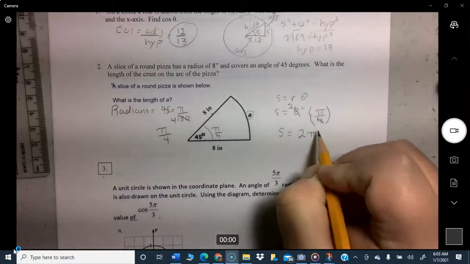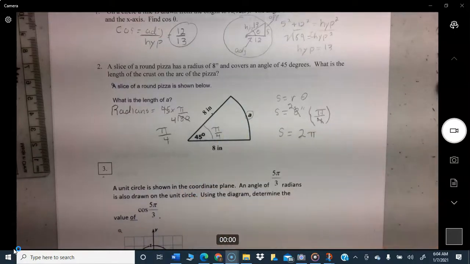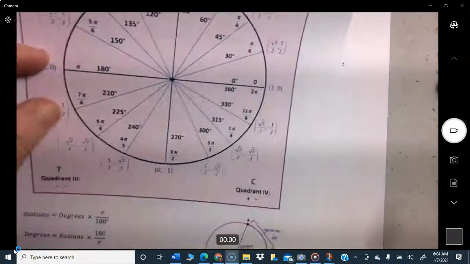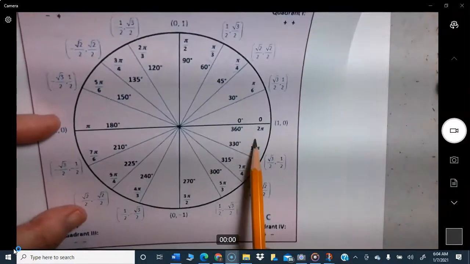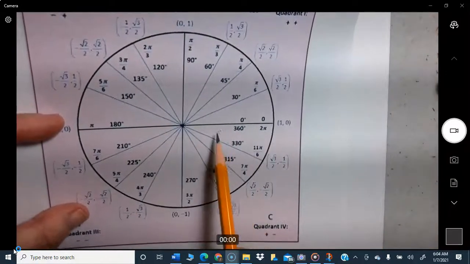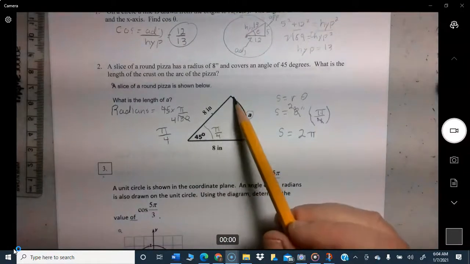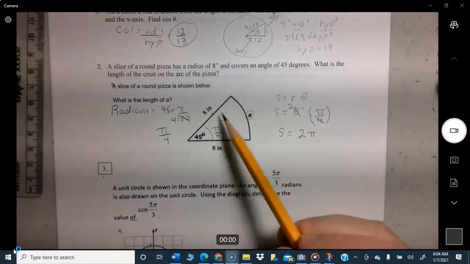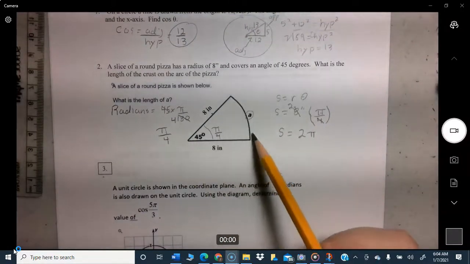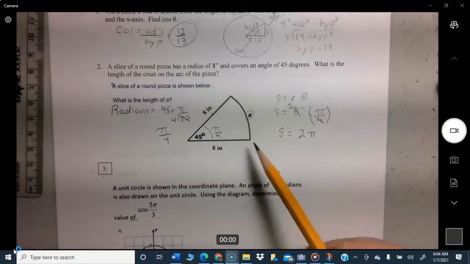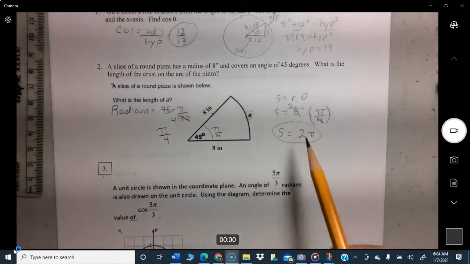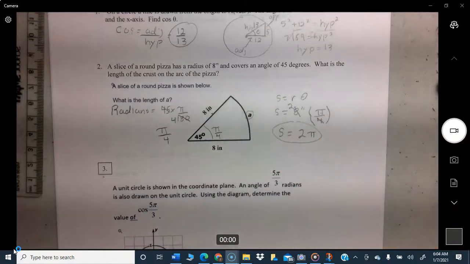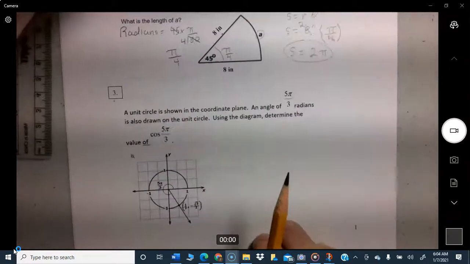Now you may say, isn't 2 pi the distance all the way around a circle? Isn't that what we learned? I mean, it says that right here, but remember, this is a unit circle. It has a radius of 1. This pizza has a radius of 8, so that means that just that little distance right there is 2 pi. All right, so that's your answer right there for that. Okay, we will keep going.